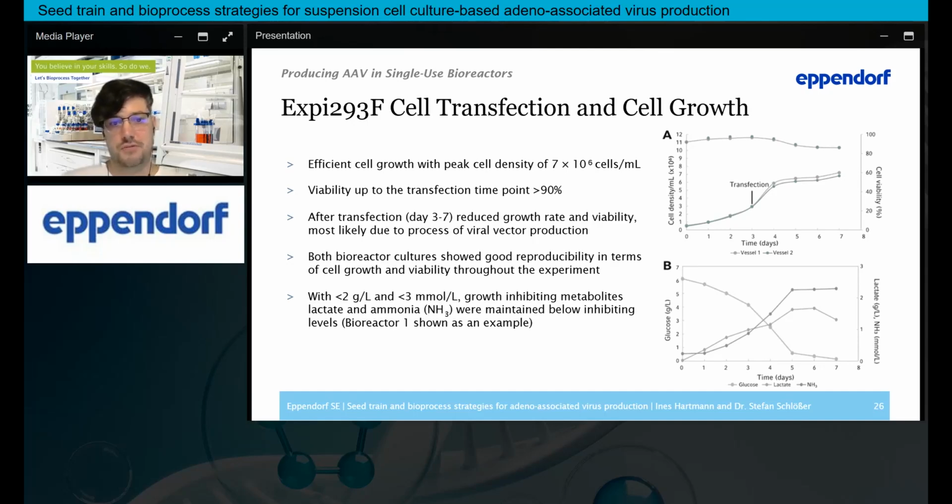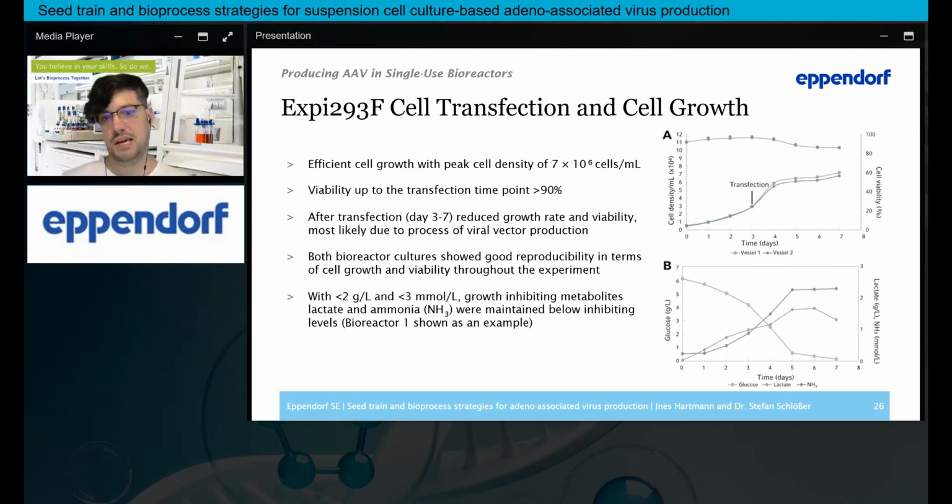From unpublished data from our application team, I can also say that if you don't transfect the cells and let the process run with basically completely untreated cells, you can reach up to 13 million cells per milliliter in the bioreactor. What we can also see from the top figure is that the processes were highly reproducible. So the two bioreactors share a very similar profile in terms of cell density and viability.